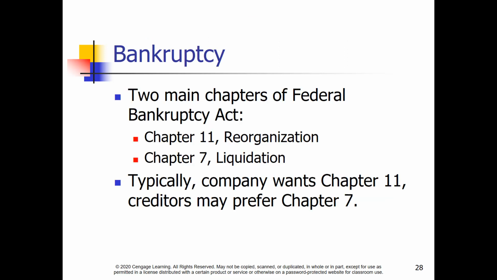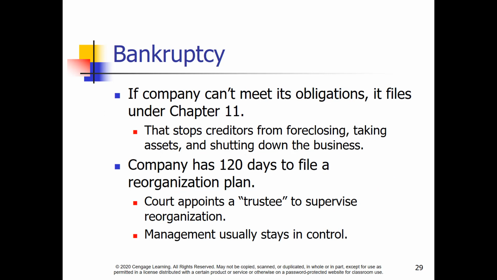If a firm misses an interest or principal payment on its outstanding bonds, then the bondholders can force the company into bankruptcy. We'll go into bankruptcy more in Chapter 24, but we'll introduce it here. The two main chapters corporations are concerned with are Chapter 11, Reorganization, and Chapter 7, Liquidation. Chapter 11 stops a firm's creditors from foreclosing or taking the firm's assets while the company develops a reorganization plan. A trustee is typically appointed to supervise, but the firm's management stays in control.